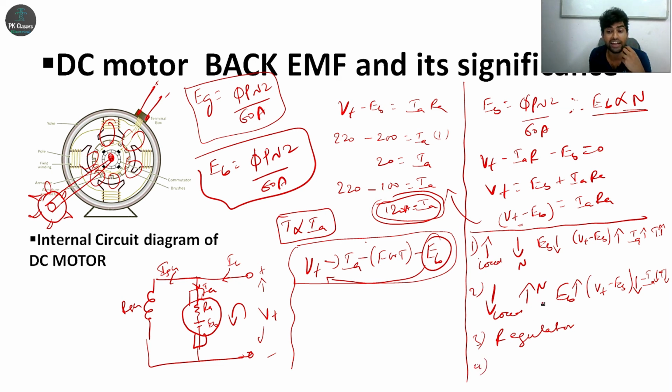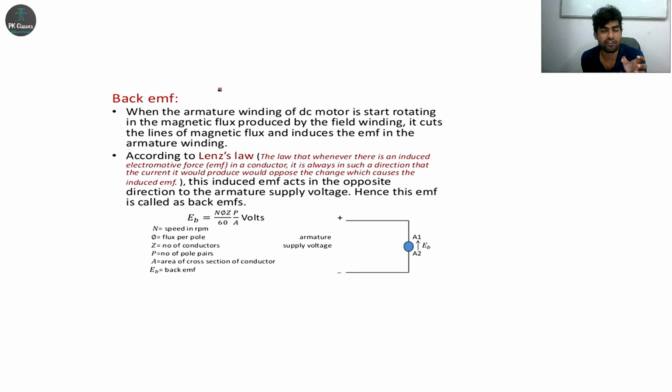If back EMF suddenly falls, the motor winding will get damaged or burn out. Once again, we'll revise. Back EMF always opposes the supply voltage. If I give power supply to the motor, current flows through the armature conductor, experiences a force, and torque is produced. So the shaft will rotate. When the conductor starts rotating, it cuts a number of flux lines, and at that time EMF is induced. That EMF is called EB. So this EB always opposes the supply voltage.